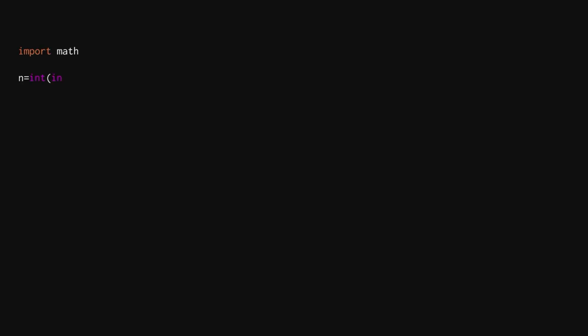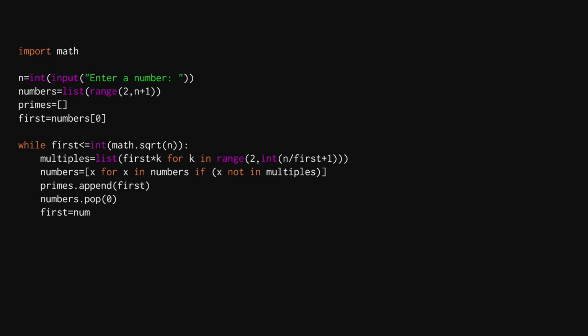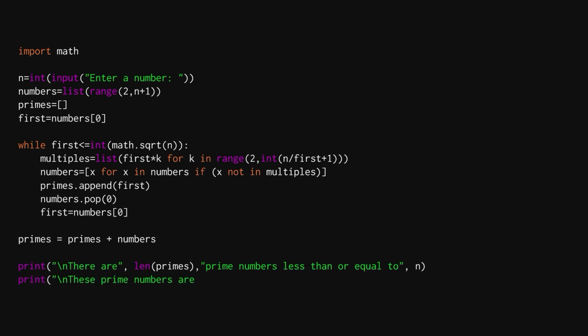An attractive feature of the Sieve of Eratosthenes is that it can easily be coded as a computer program, thereby allowing us to find all the primes up to a given number extremely quickly.